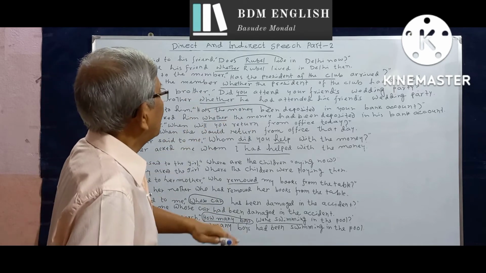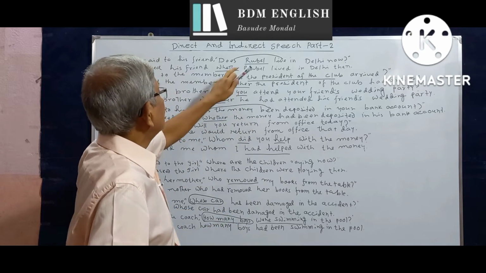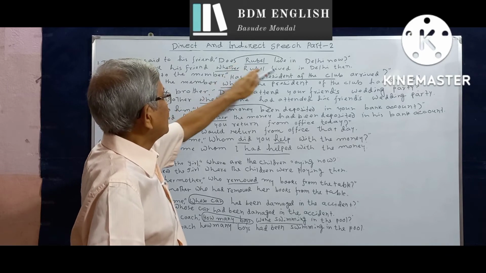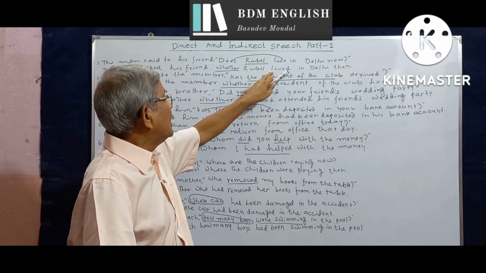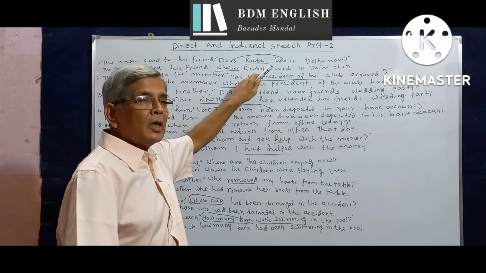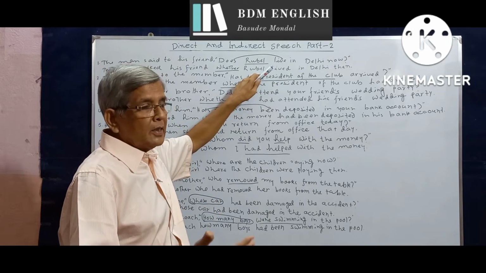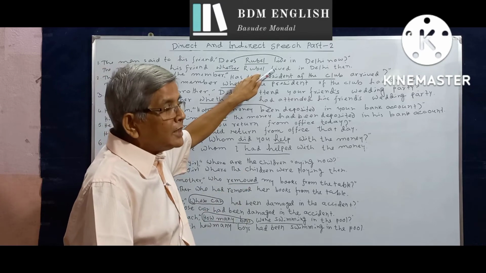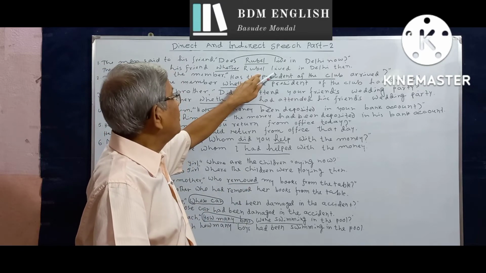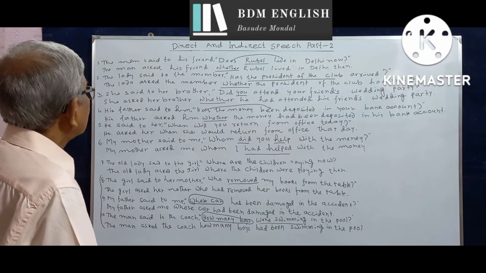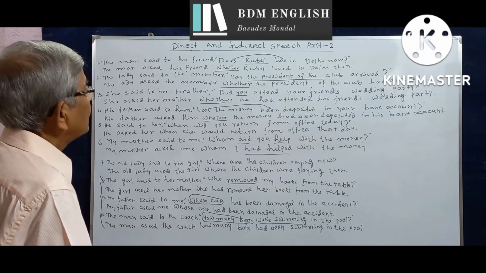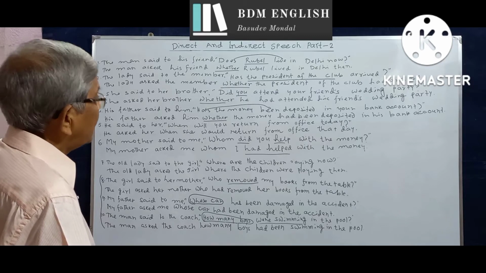Naturally, according to the rules for changing tenses, this present simple tense turns into past simple tense. We cannot use did here because this clause is no longer a question, and it is not negative either. So we must use the second form. Therefore, the answer is, the man asked his friend whether Rubel lived in Delhi then.